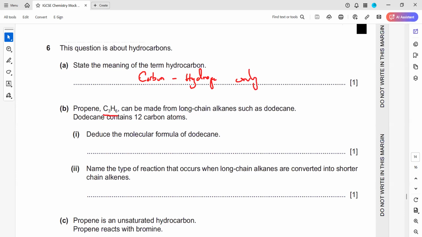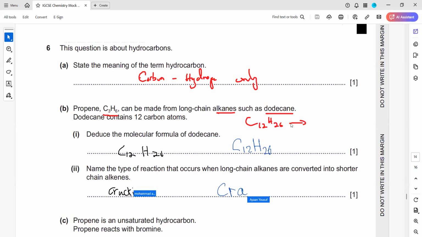Propene, which is C3H6, can be made from long chain alkanes such as dodecane. Dodecane contains 12 carbon. Because it's an alkane, the number of hydrogen should be twice the carbon plus 2. So 12 multiplied by 2 is 24, plus 2, it will be 26. And it is producing propene, so C3H6 is there, and another product will be there. Deduce the molecular formula of dodecane, because the number of hydrogen is twice plus 2.